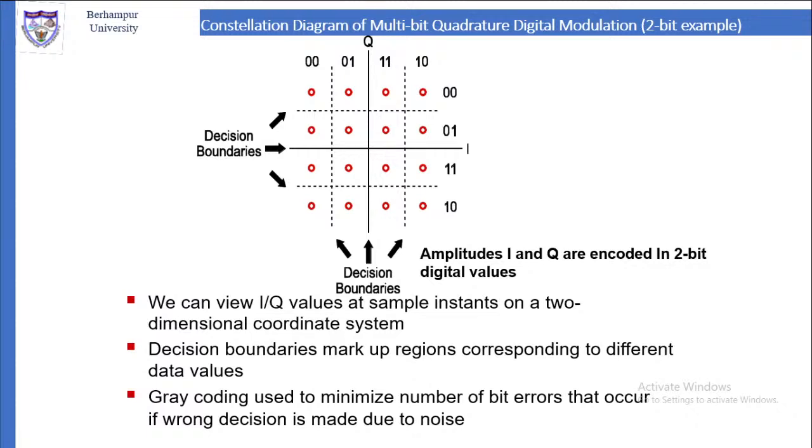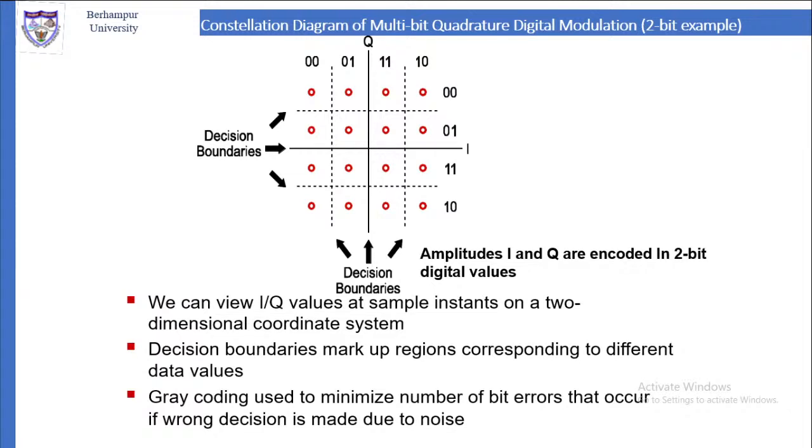So in-phase, the signal values are 2 bits. The 2-bit signal will be 00, 01, 11, 10. Remember this: 00, 01, then it is not 10, it is 11, then 10. This order you must remember, and you will understand the beauty of this order when you complete the digital electronics part. So 00, 01, 11, 10.